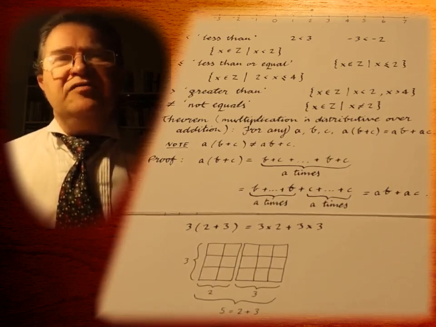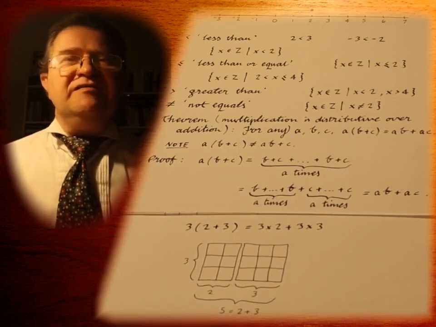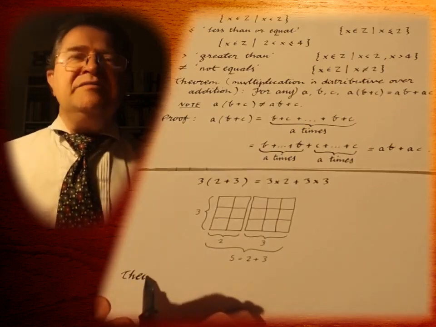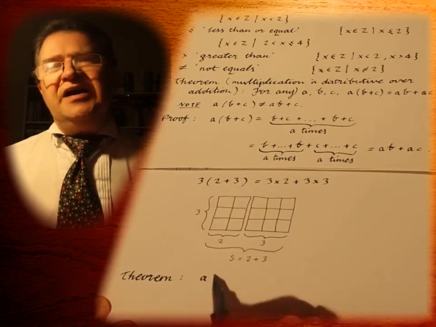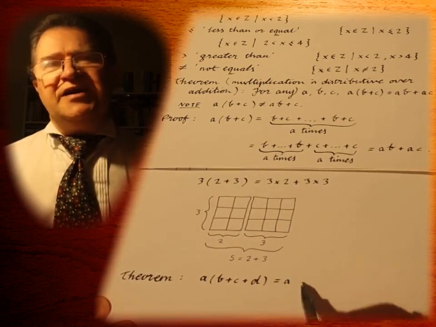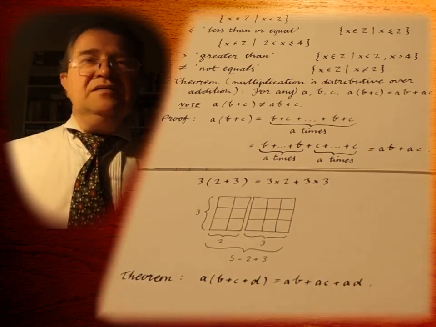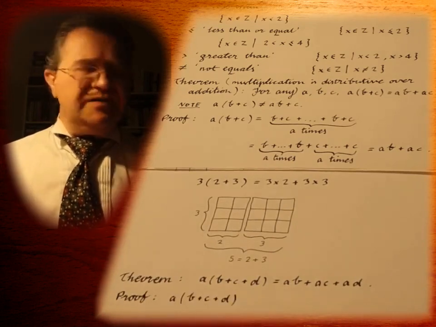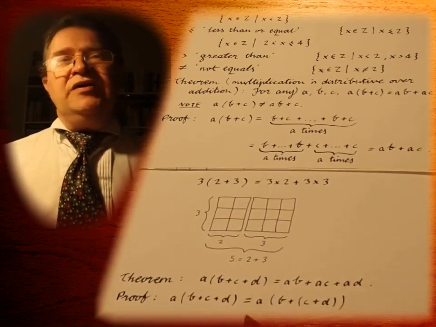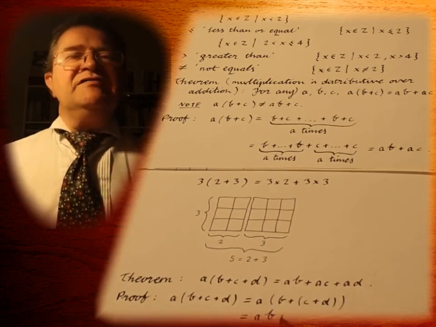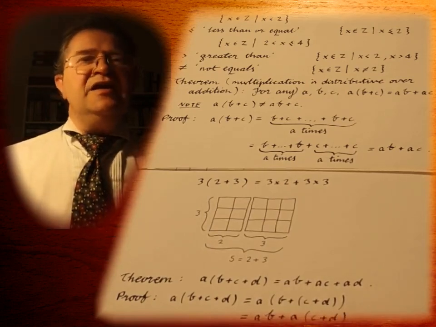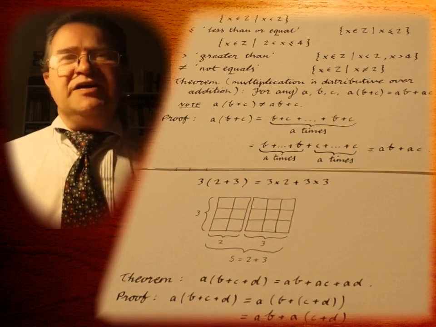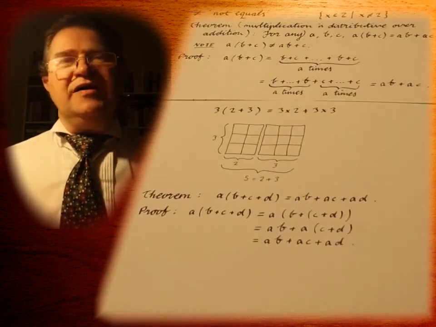As practice in writing and proving formal mathematical theory, the above theorem can easily be extended into a 3-way summation. A times (b plus c plus d) is a times b plus a times c plus a times d. We use associativity of addition to write it like this. And we use distributivity of multiplication over addition once to get to this. And then applying it to this second term again, we finally arrive at ab plus ac plus ad as required.